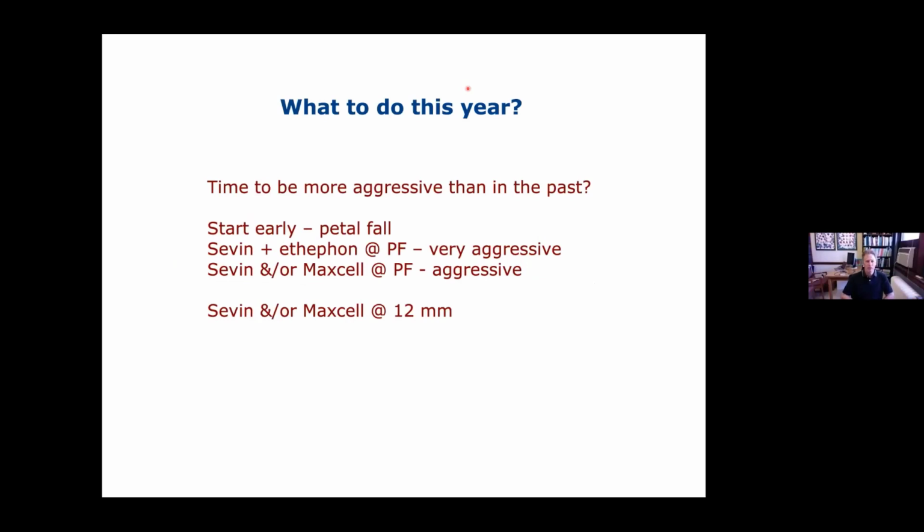So what do you do this year? We want to be more aggressive than in the past, I think, because we expect very high flowering this year. So start early at petal fall. A spray like Sevin plus Ethephon at petal fall would be really aggressive. Sevin or Maxcel, or maybe a combination at petal fall, would be pretty aggressive, but maybe something you want to consider. Sevin and/or Maxcel at 12 millimeter will be kind of a standard program.